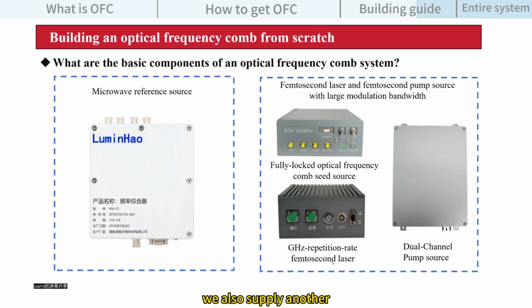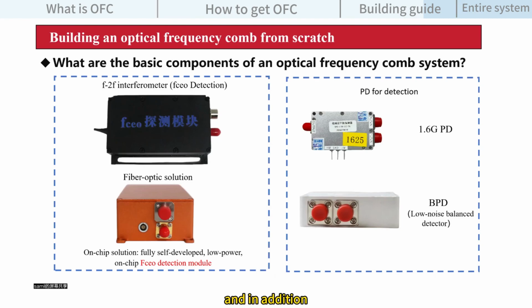We also supply another femtosecond laser which can generate from 200 megahertz to 2 gigahertz repetition rate. And we also offer the dual channel pump source, which has a high servo bandwidth for the FCO locking. In addition, we have two types of F2F interferometers, which we call the FCO detection.